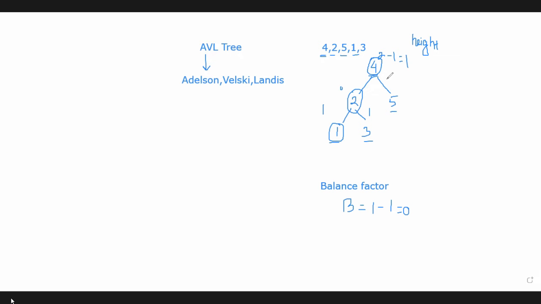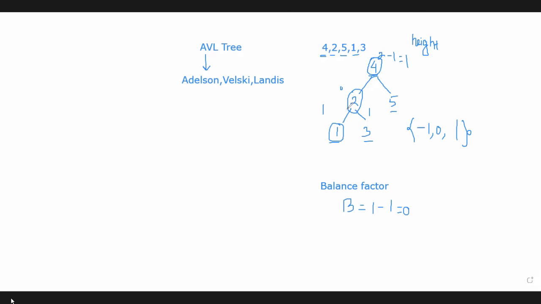So can we call it a balanced tree? Yes. We can call it a balanced tree where the balance factor is -1 or 0 or 1. What does that mean? That means the difference between the left subtree and the right subtree cannot be more than 1. The height of the subtrees cannot differ by more than 1.